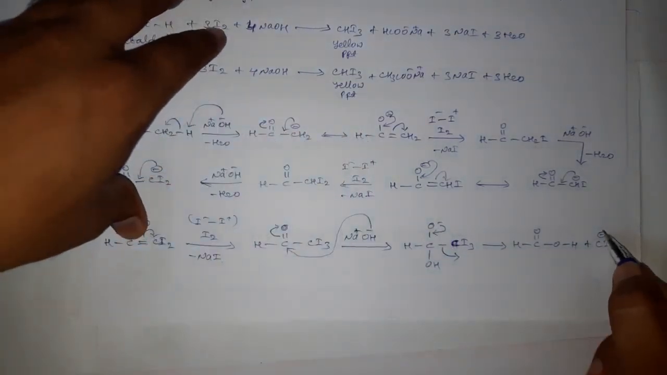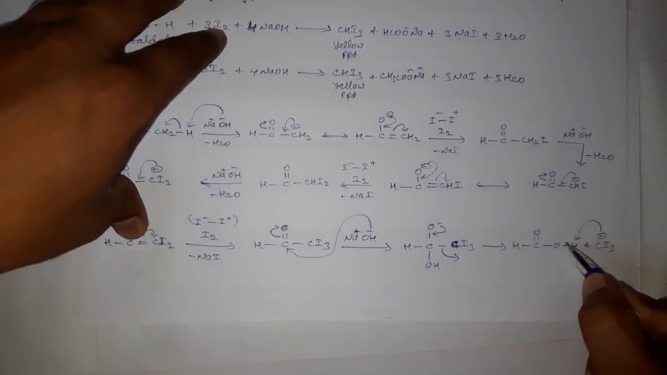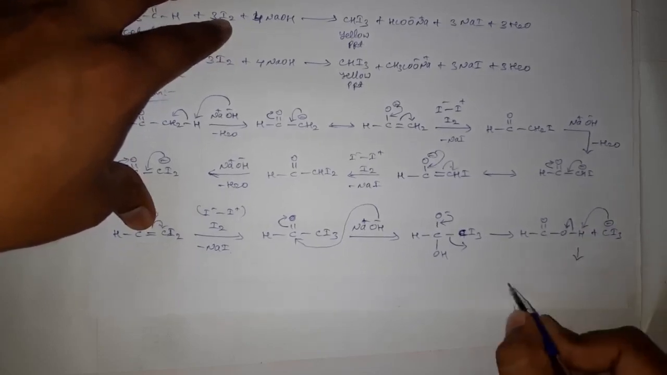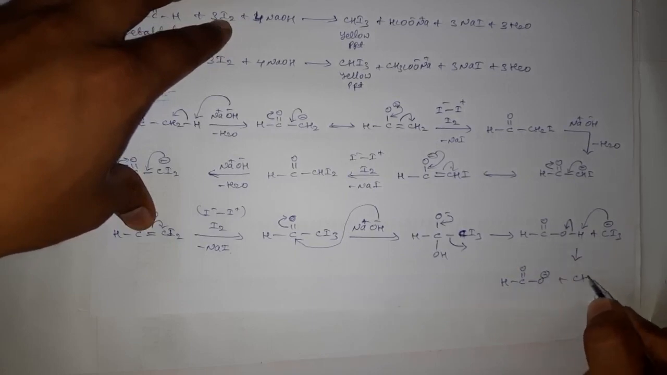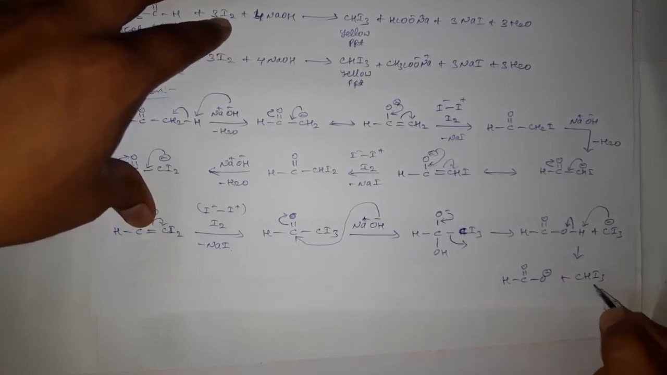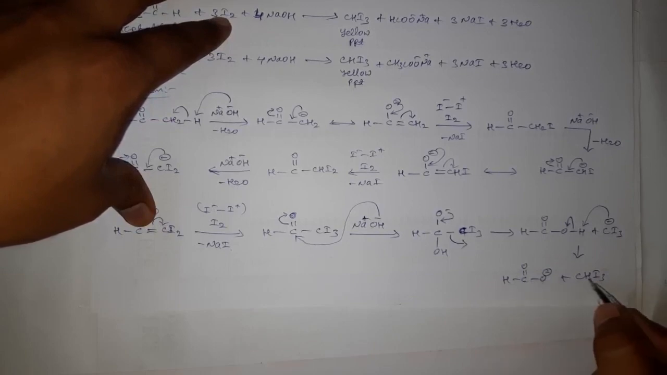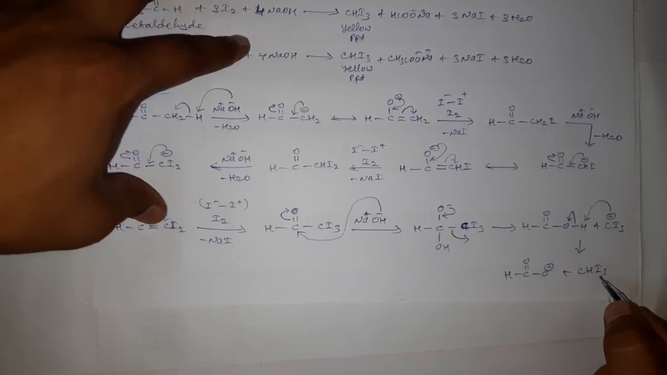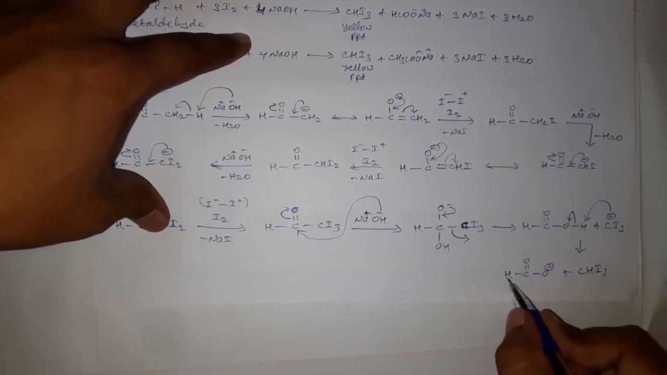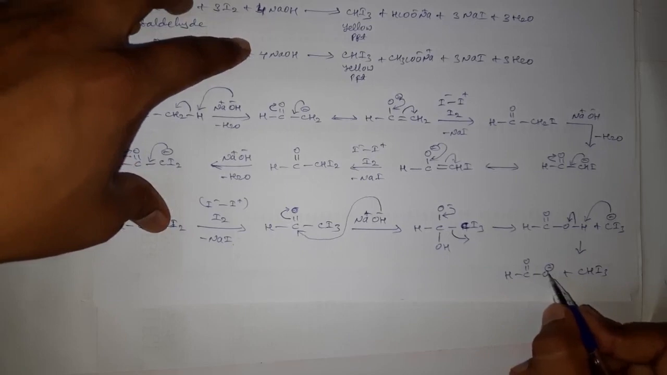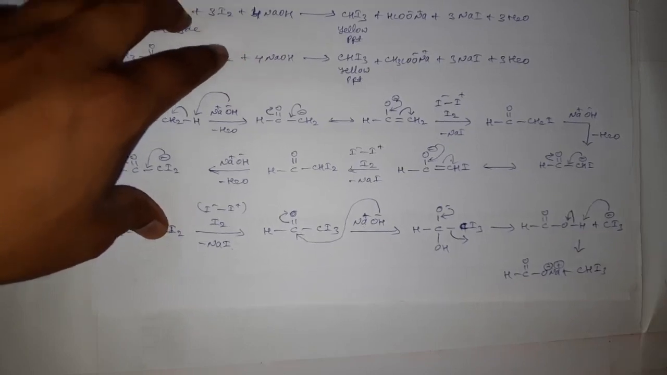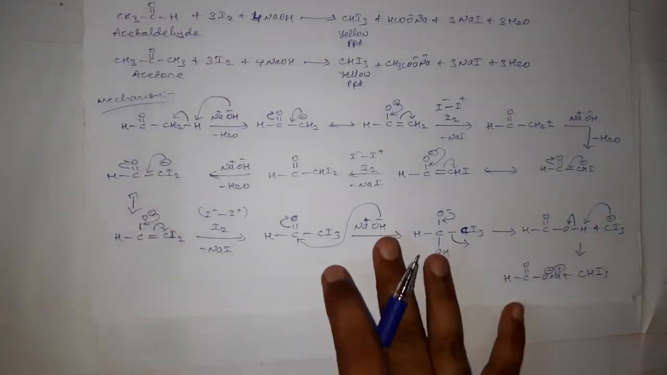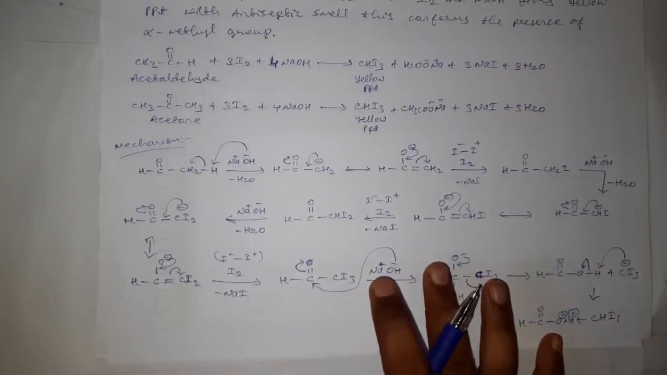And this CI3 minus will now drag this acidic proton, and these bonded electrons will move towards this oxygen. Okay, that we can write as HC double bond O minus plus CHI3. This is our iodoform, CHI3. Okay, and here HCOO minus is there, no? Then now it will combine with this Na plus and form the sodium salt of the corresponding carboxylic acid. Okay, this is the reaction mechanism for the iodoform test.